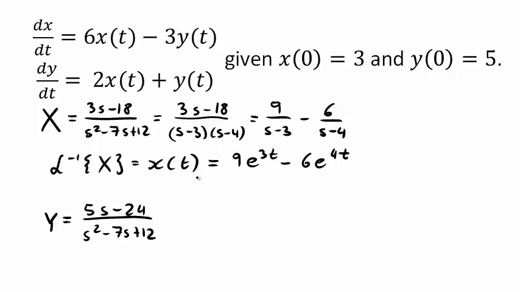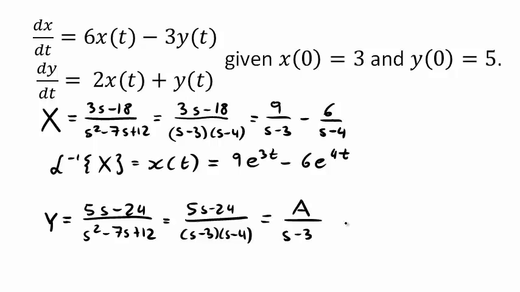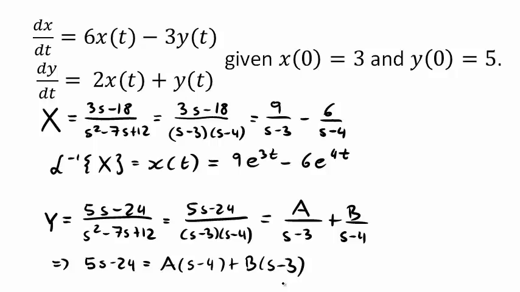Now I'm going to do the same thing that I've just done for capital X to capital Y. So I'm going to write this as 5s minus 24 divided by s minus 3 times s minus 4. And I'm going to find an a and a b that fulfill this equation. So this means that 5s minus 24 is equal to a times s minus 4 plus b times s minus 3.